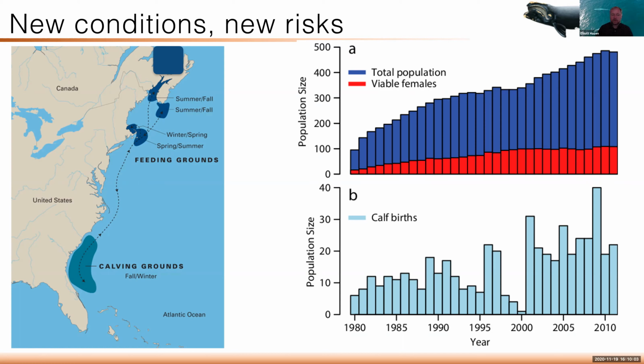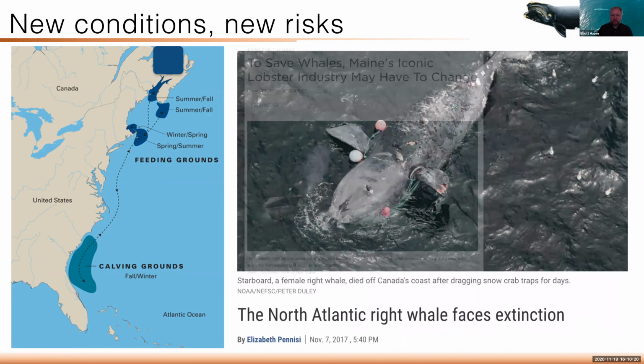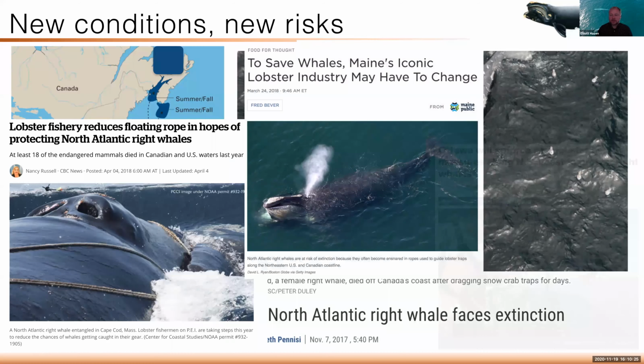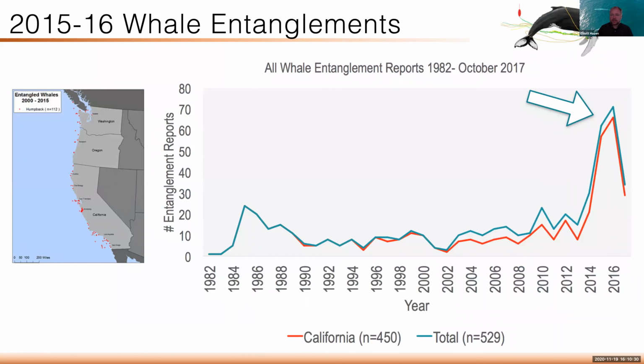And what that meant is all of the management approaches that were put into place in the Gulf of Maine were not necessarily present in this new foraging ground. And the news was, for good reason, since there were 18 whales that died, pretty harsh, pretty pessimistic about the future of the Maine lobster industry and these North Atlantic right whales. That's not just a problem that occurs on the East Coast, though, so I wanted to talk about one off of our shores as well. This is the whale entanglement reports from 1982 to 2017, and you can see, on a very similar time scale, there was a huge spike in 2015 in whale entanglements right off of our coast.